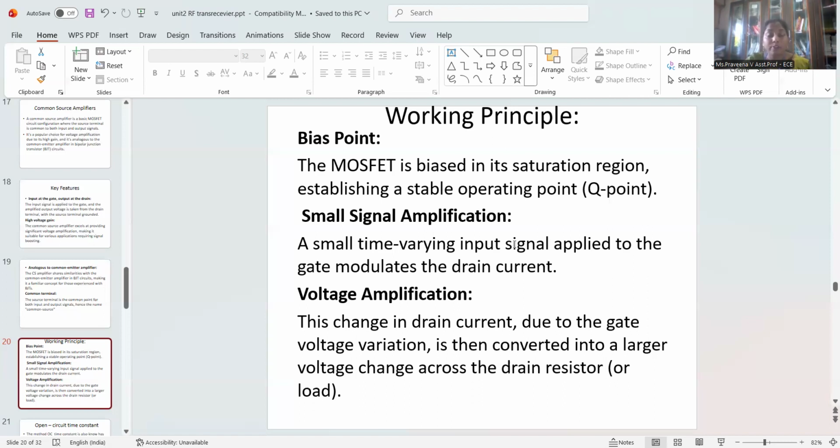That is from the last stage, the signal will be amplified and it will be received at the receiver. That is a voltage amplification. So let us see the overview.